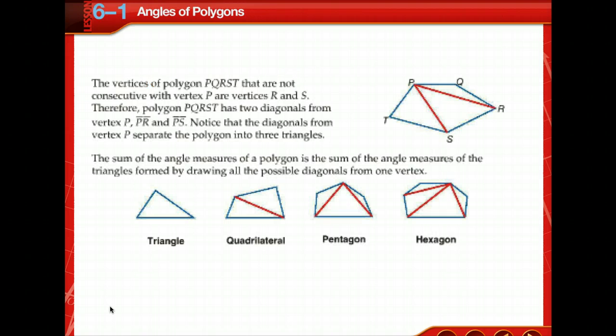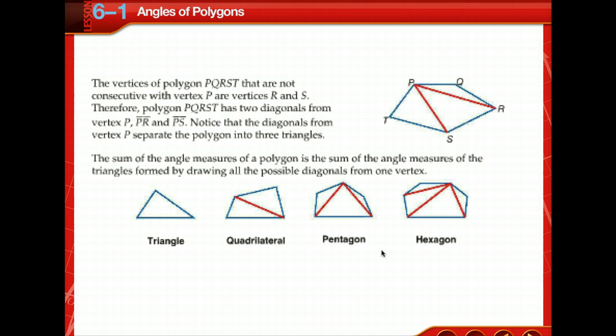Now, a diagonal of a polygon is a segment that connects any two non-consecutive vertices, so it's not P to Q or P to T because they're consecutive. A diagonal of a polygon is a segment that connects any two non-consecutive vertices. The sum of the angle measures of a polygon is the sum of the angle measures of the triangles formed by drawing all the possible diagonals from one vertex to another.